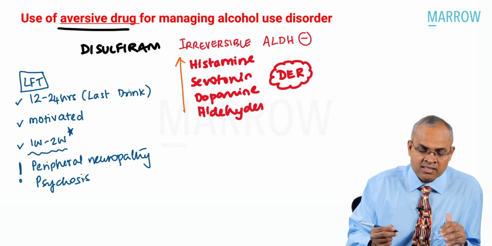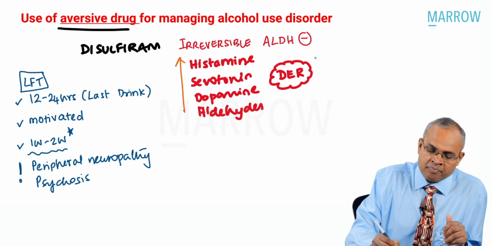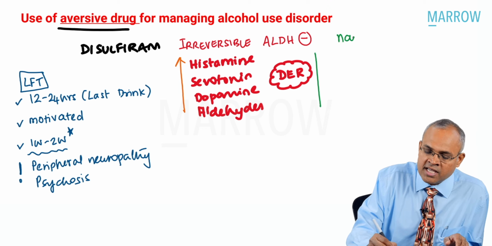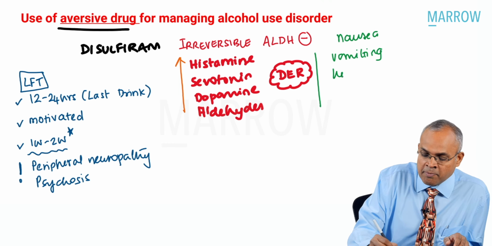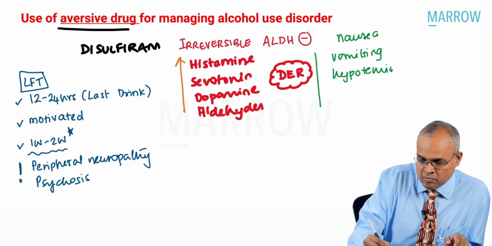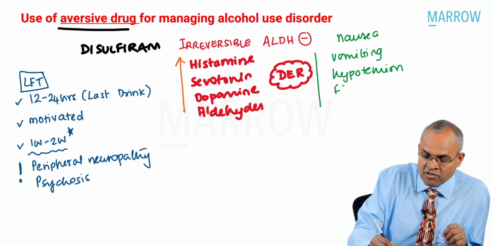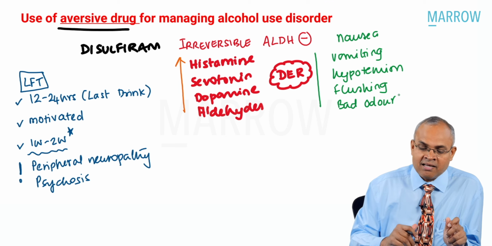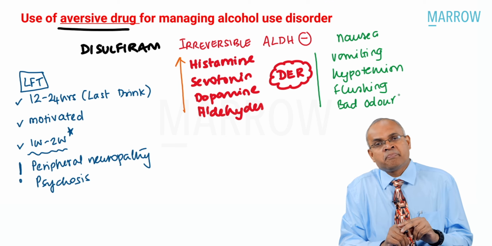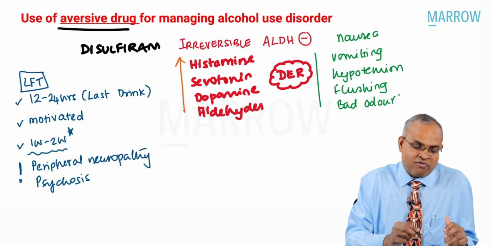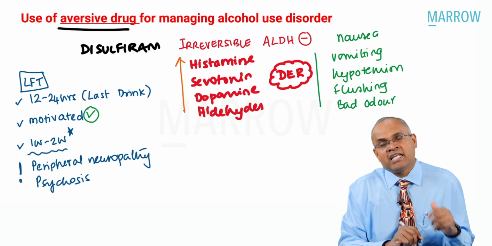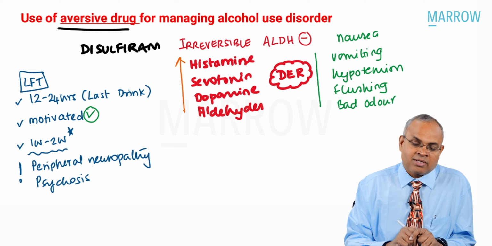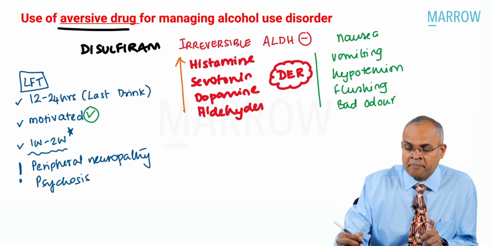How do patients with disulfiram reaction present? They will come with nausea, vomiting. Very importantly, they can have hypotension. They also commonly present with flushing, and a very bad odor, a garlic or onion kind of odor, can come out of their mouth. That's how they present. It's a good treatment strategy in patients who are well motivated and willing to completely quit alcohol. Disulfiram, an aversive drug, is a good medication to consider.